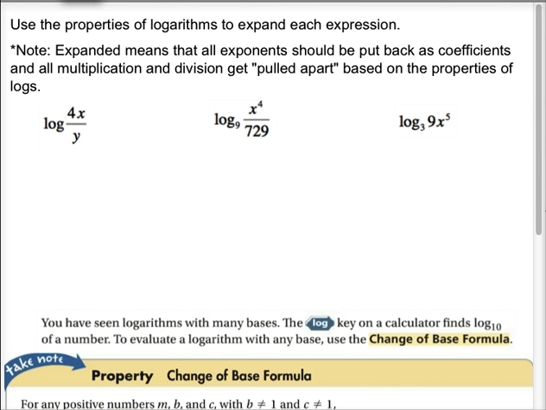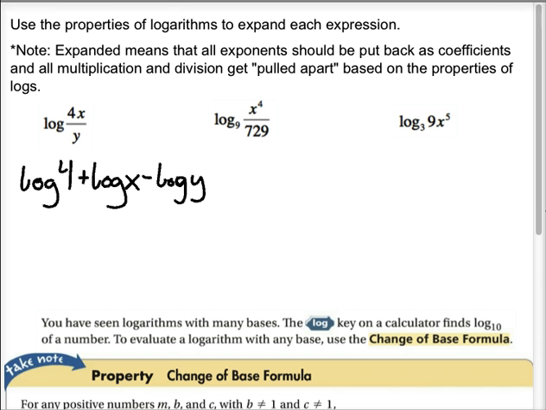So here, log of 4x divided by y. All right, first thing, that 4 times x. The 4 times x means that those were added together. Everything on top means they were being added. Divided by y means you need to subtract off that y.